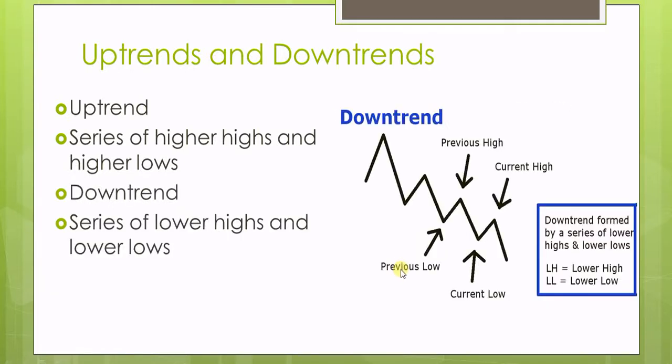Now downtrends are defined by a series of lower highs and lower lows. Now a lower high is when the current high, the newest high that was formed, is lower than the previous high. So you can see that this current high is lower compared to the previous high. And a lower low is when the most recent low that is formed is lower compared to its previous low. So this is a lower low. So this is how you define uptrends and downtrends. Uptrends are defined by a series of higher highs and higher lows, whereas downtrends are defined by a series of lower highs and lower lows.